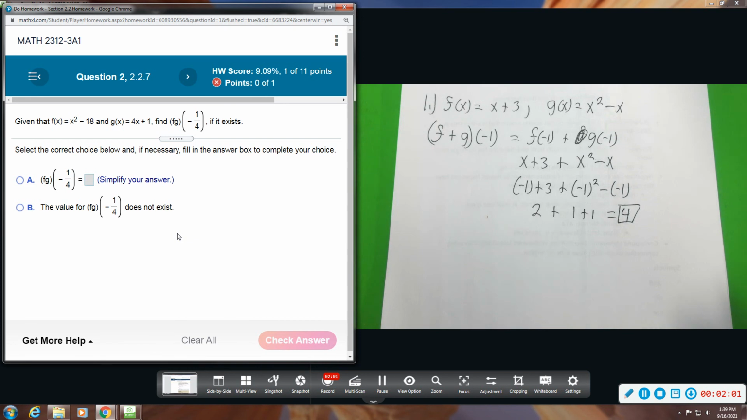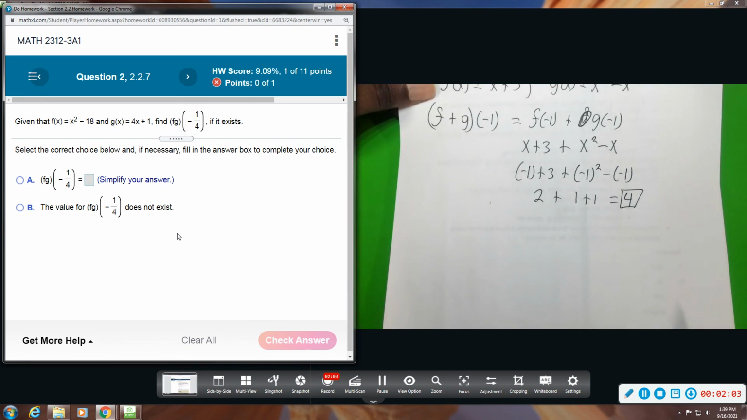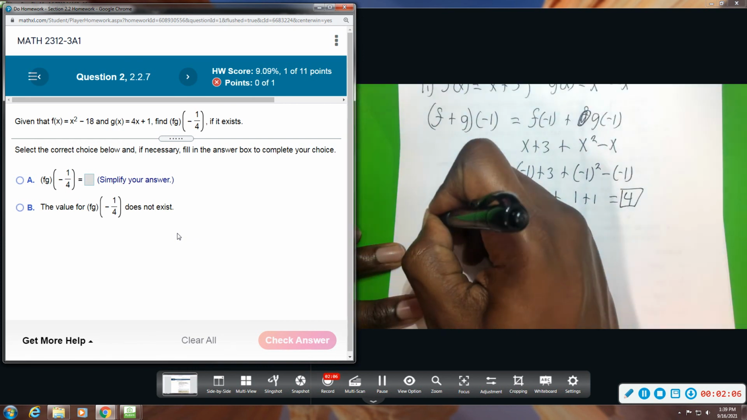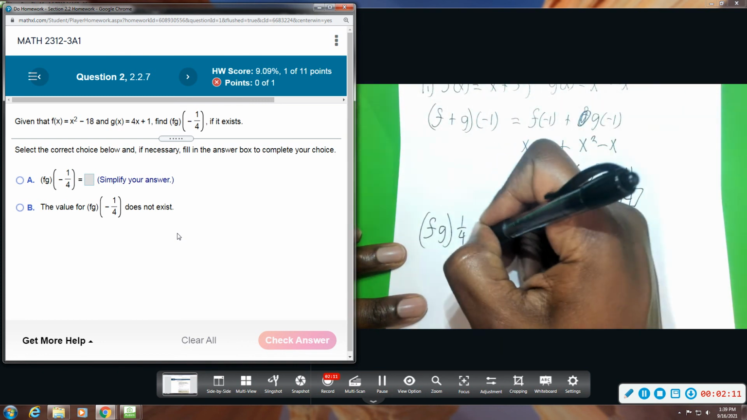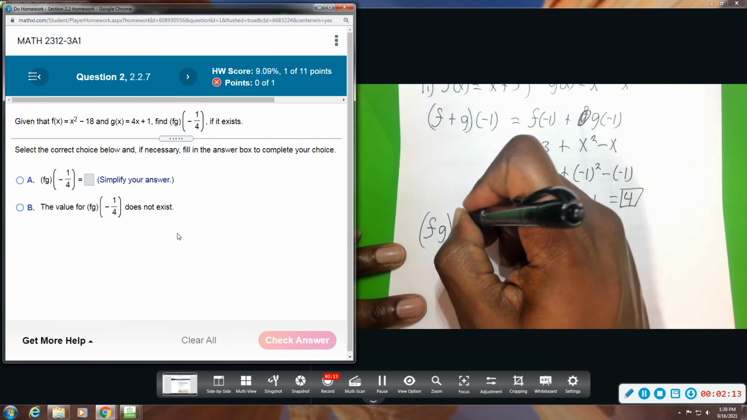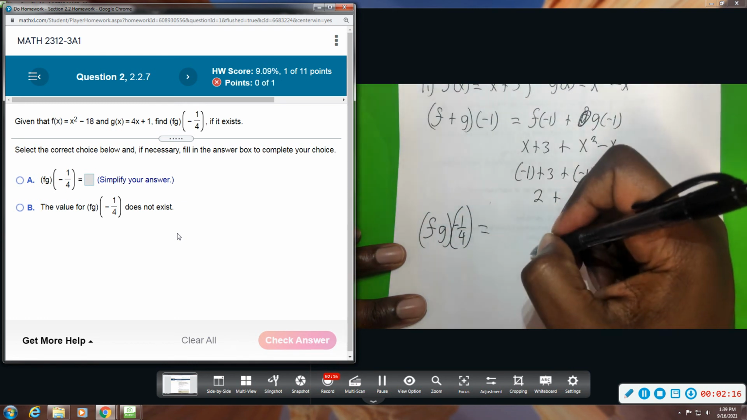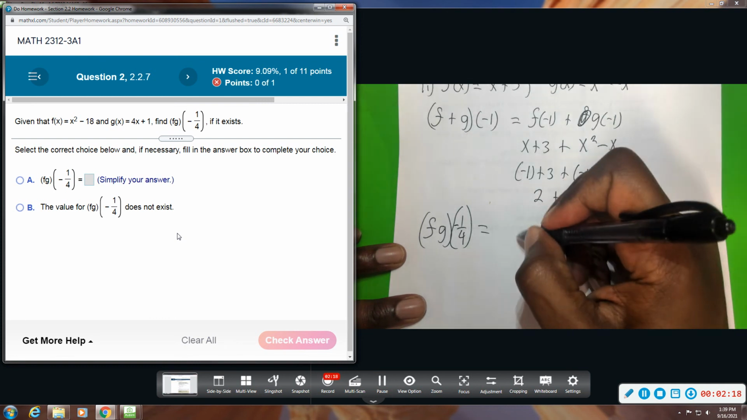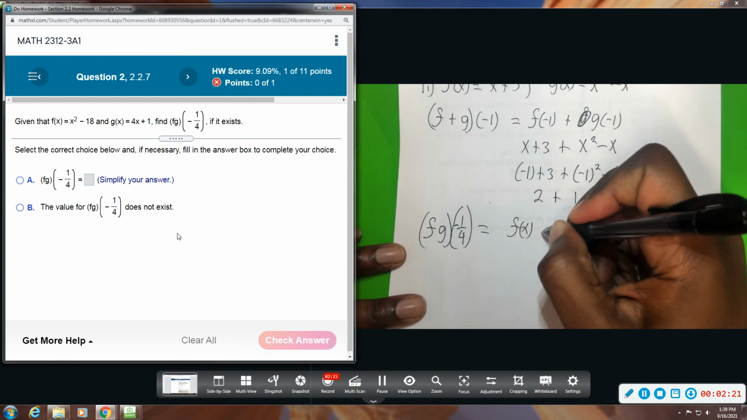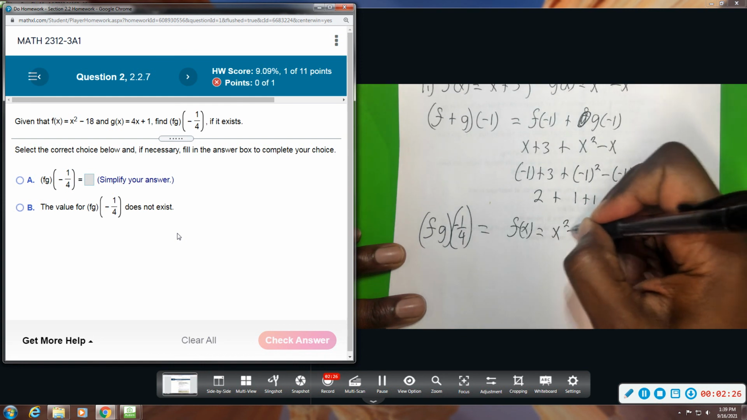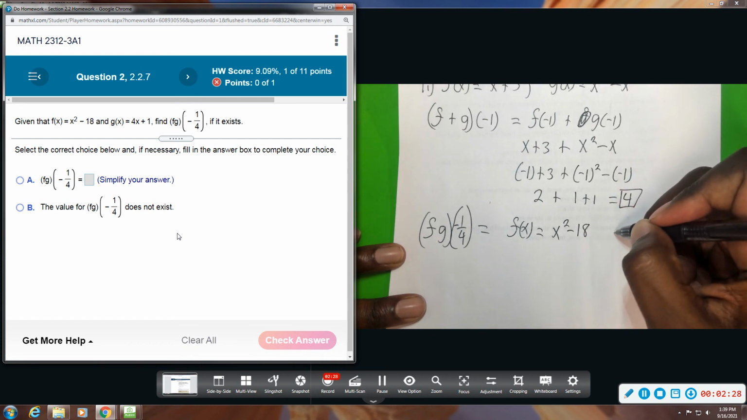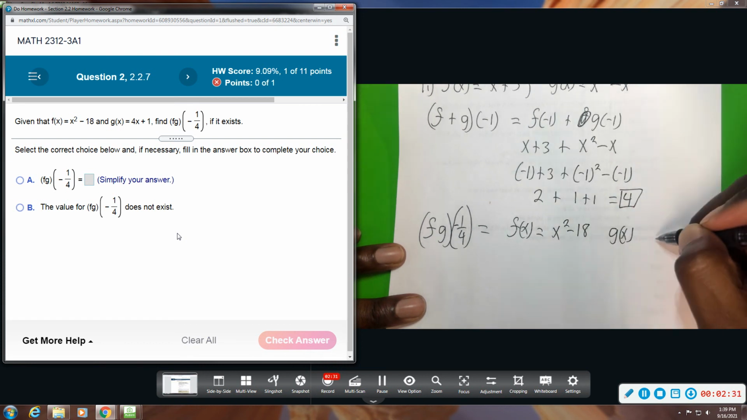Number 2, we want to multiply them this time. We want to find f times g of -1/4. Be careful not to lose that negative. So again, we have f of x is x squared minus 18. And the g equation is 4x plus 1.